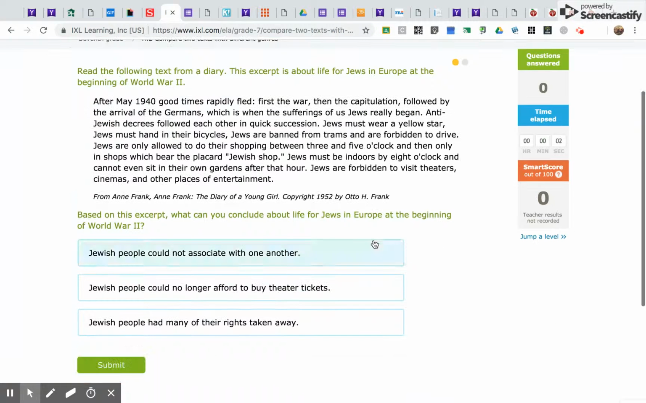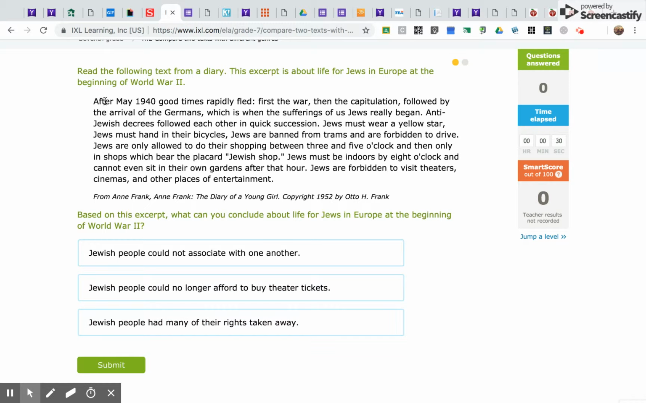And now it says, read the following text from a diary. This excerpt is about life for Jews in Europe at the beginning of World War II. And then it's going to ask me, based on this excerpt, what can you conclude about life for Jews in Europe at the beginning of World War II? So I'm going to read my answers before I read. Jewish people could not associate with one another. Jewish people could no longer afford to buy theater tickets. Jewish people had many of their rights taken away.